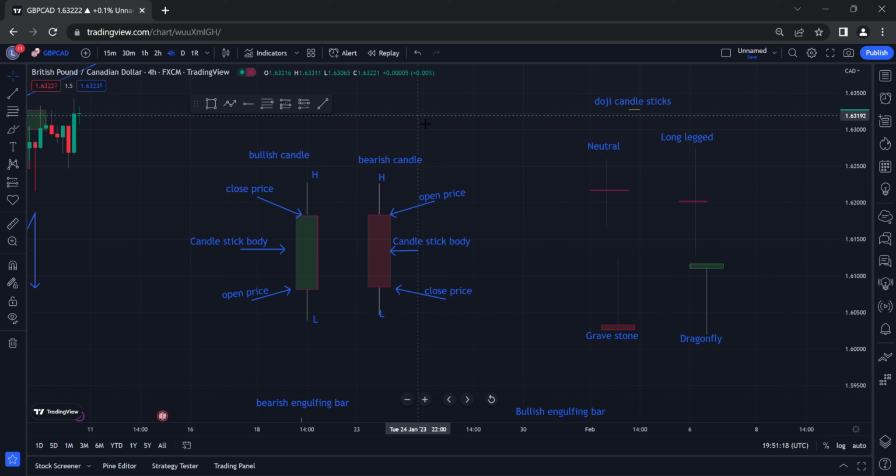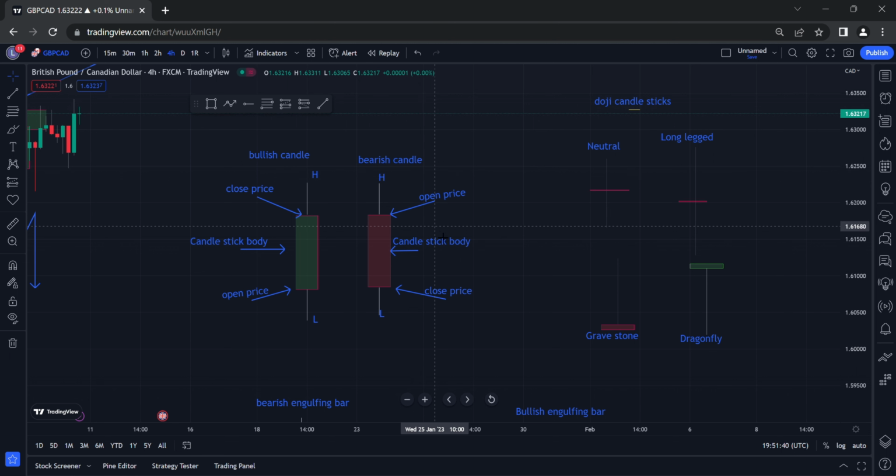Basically, I'm going to teach about how to read candlesticks and the reason why we use candlesticks in the chart or in the forex market. We use candlesticks because they help us to show where the market is going to move. Basically, they show us the move or where the market is going to move.